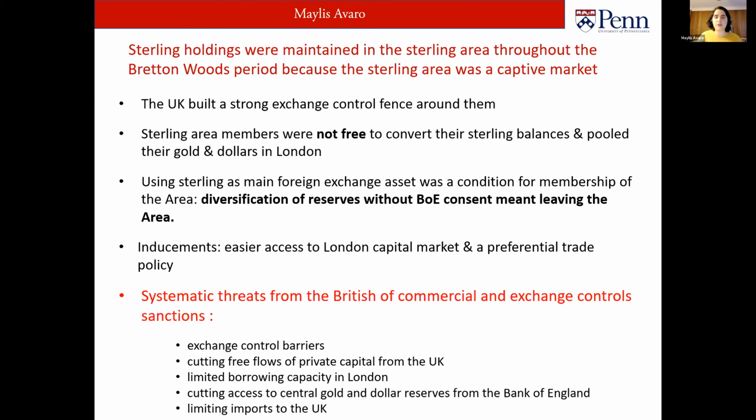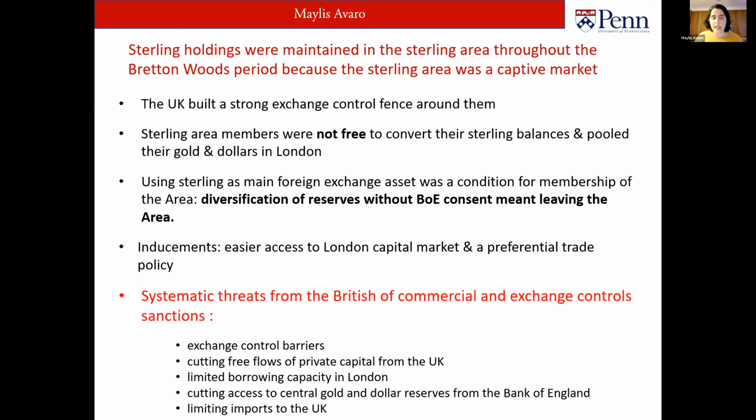In addition, they were forced to pool their dollar and gold in London at the Bank of England. They were not free, for most of the period, to keep them for themselves. So within this area, using sterling as a main foreign exchange asset was the condition for membership, and the diversification of reserves without explicit consent from British authority meant leaving the area.